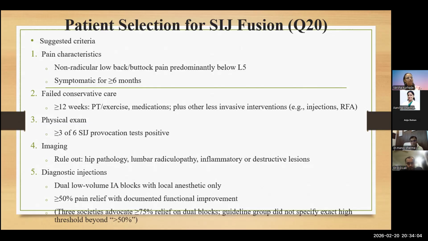And before going for fusion techniques, 2 intraarticular injections should be given to the patient, with only local anesthetic and no steroid, and the patient should report more than or equal to 50% pain relief with functional improvement. But some societies suggested more than or equal to 75% relief in dual blocks, and some suggested more than or equal to 50% pain relief.